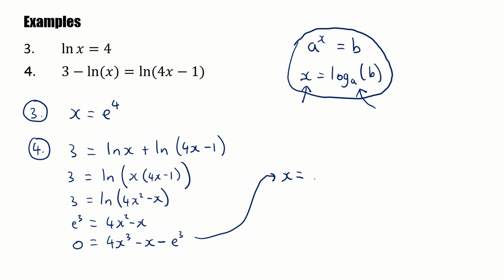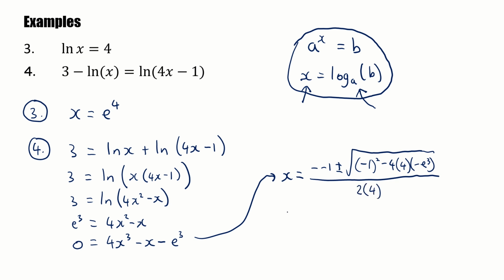So therefore we would have x equals minus 1 plus or minus the square root of minus 1 squared minus 4 times by 4 lots of minus e to the power of 3, and then we're dividing all of that by 2 lots of 4. If you type that onto the calculator, the two answers you'll get as decimals would be 2.37 to 3 significant figures, or alternatively minus 2.12.